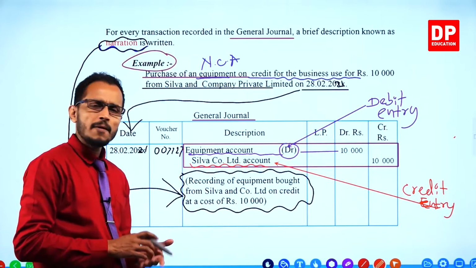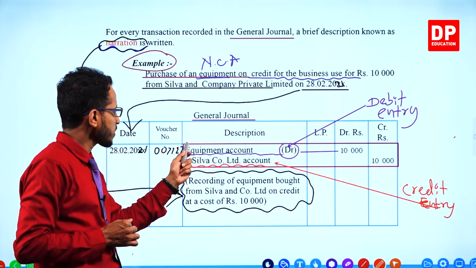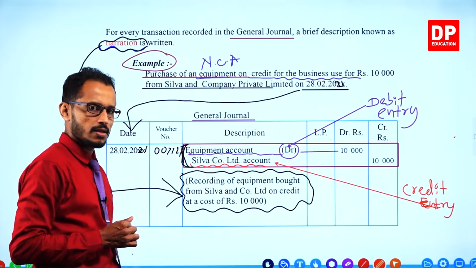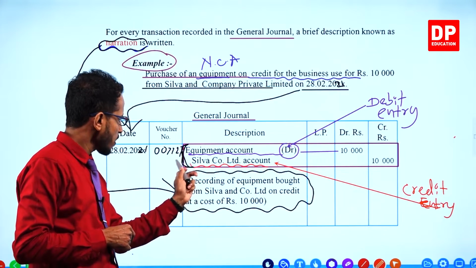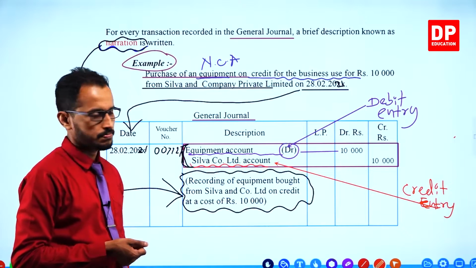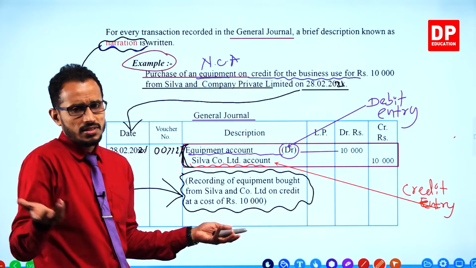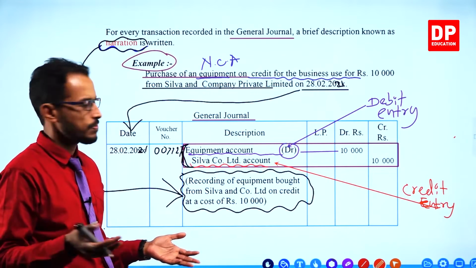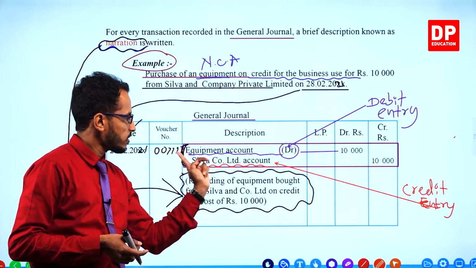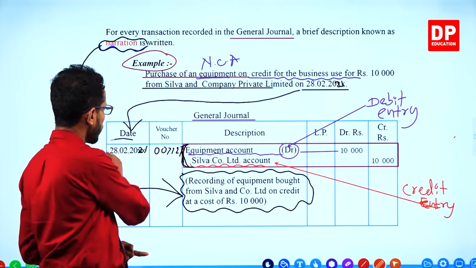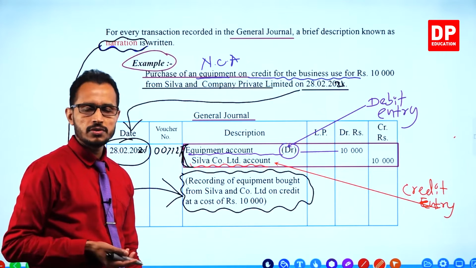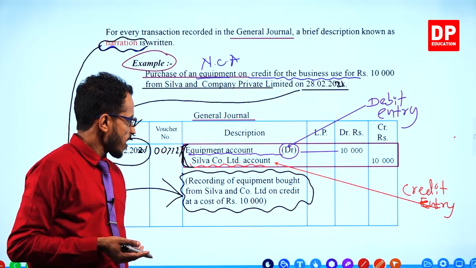You just write a brief description about this transaction which you recorded. A brief description. See, recording of equipments bought from De Silva and Company on credit. It's nothing to worry about actually. Just write a brief description about this transaction which you recorded on this date. The transaction is this, the double entry. You write a brief description about it. That is called a narration.